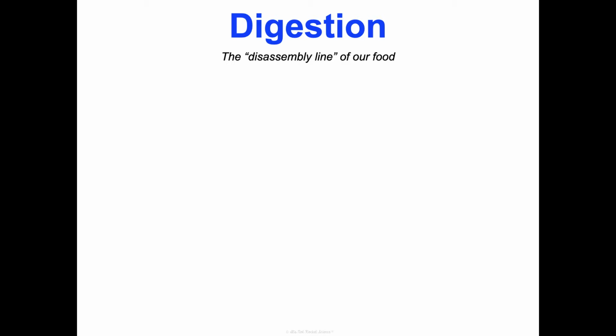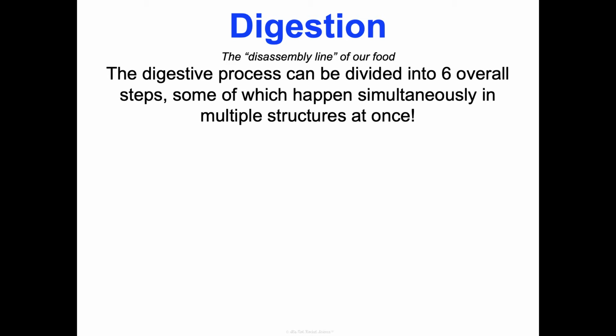So think of digestion as like a disassembly line of your food. We're taking apart your food piece by piece. We divide it into 6 overall steps, but these aren't necessarily sequential. Some of them are happening simultaneously, in multiple places at once. Just for the sake of understanding, I'm numbering them into 6 steps. But don't think of them as after number 2 comes number 3, and only after 3 is done comes 4. That's not the case at all. A lot of this is going on all at once.